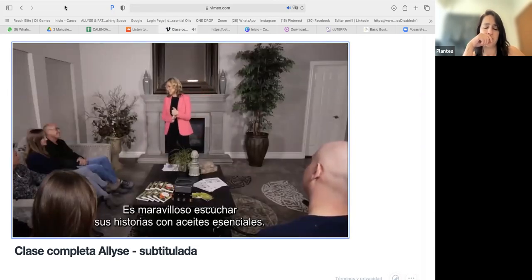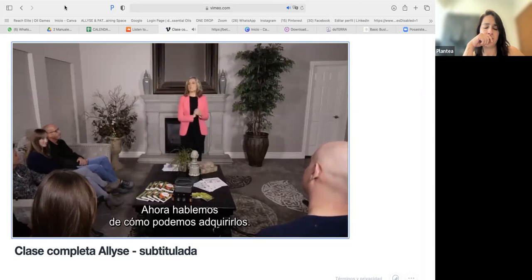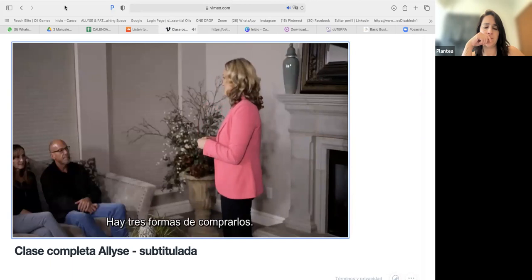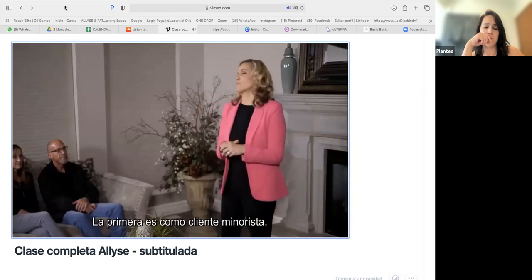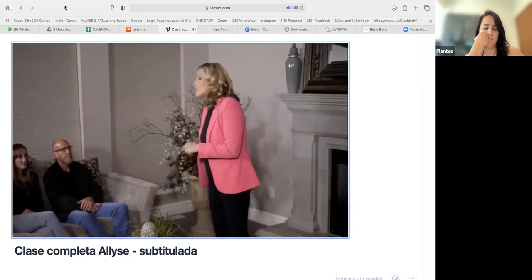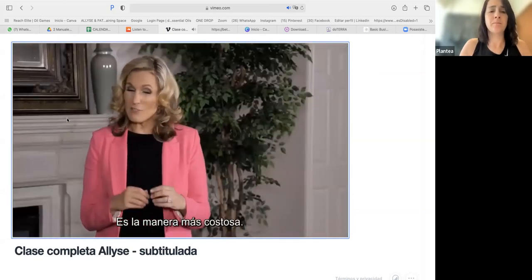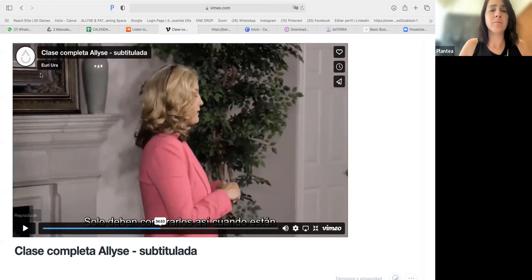Okay, it is so wonderful hearing your great experiences about essential oils. Now let's talk about how we can purchase essential oils. There are three ways that you purchase essential oils. The first way is retail. No one here is going to purchase retail. It's the most expensive way to purchase your oils.